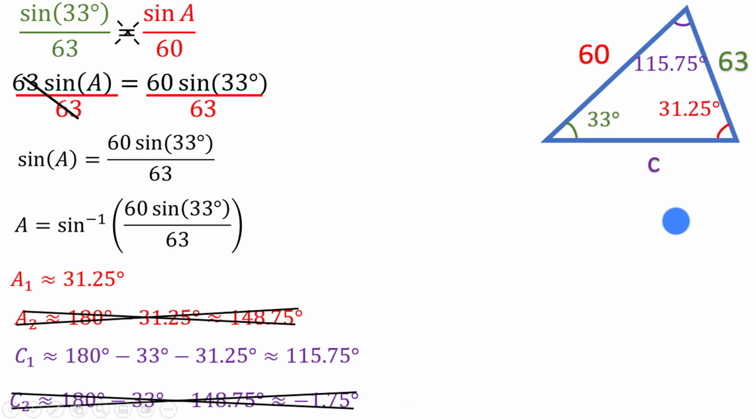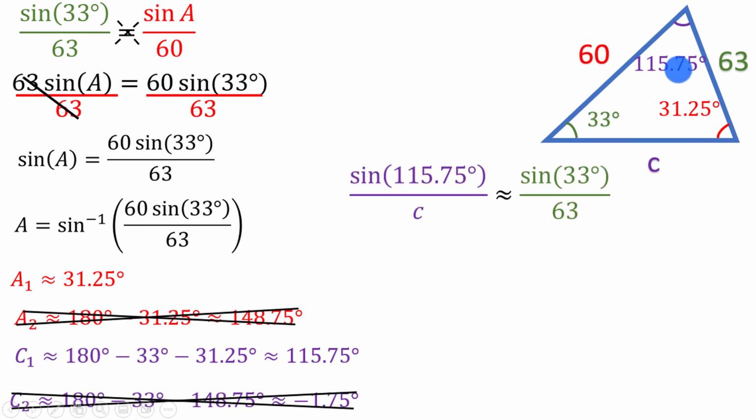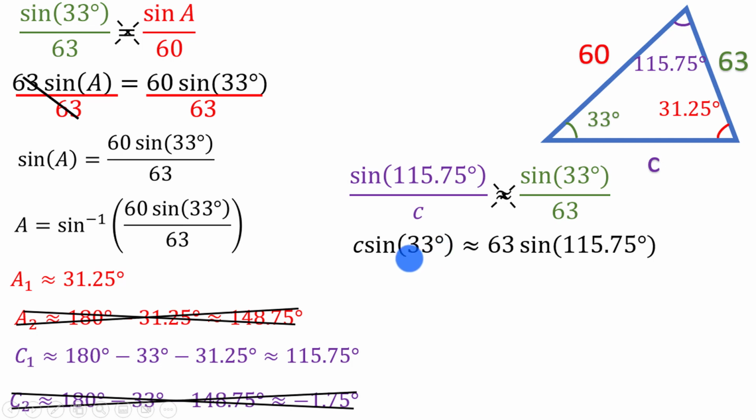At this point, we can solve for lowercase c using the law of sines. Sine of 115.75 degrees divided by the opposite side, which is lowercase c, is approximately equal to sine of 33 degrees divided by 63, the opposite side. I say approximately equal to because 115.75 degrees was already rounded. If we cross multiply, we will get c times sine of 33 degrees is equal to approximately 63 times sine of 115.75 degrees.